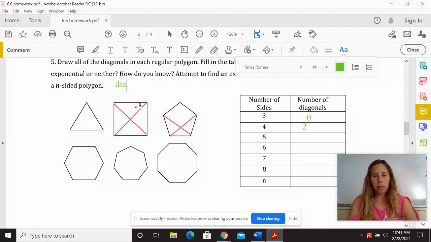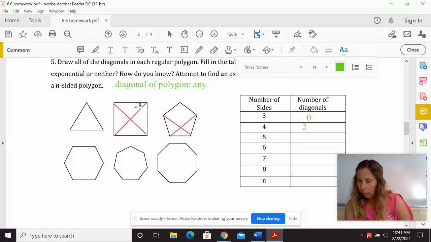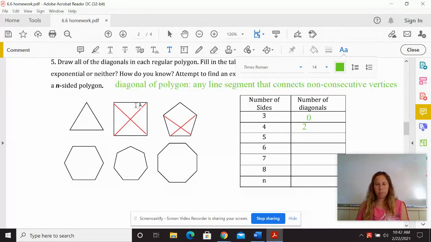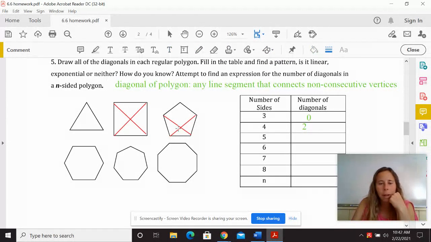Okay, for a diagonal of a polygon, it is any line segment that connects non-consecutive vertices. So it's not just opposite to opposite. Non-consecutive means they're not next to each other. So like this vertex and this vertex are next to each other, so there's no diagonal between them. This vertex and this vertex are right next to each other, so there's no diagonal between them.